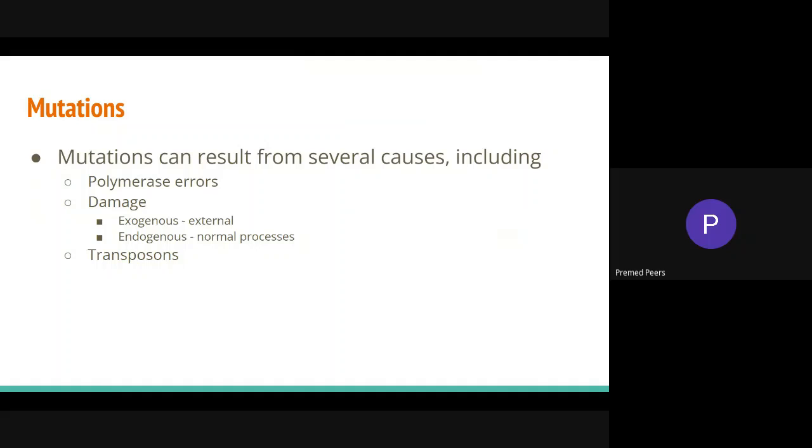Mutations can also be the result of damage. Damage from external agents such as radiation is called exogenous damage. Damage that results from normal metabolic processes is referred to as endogenous damage.